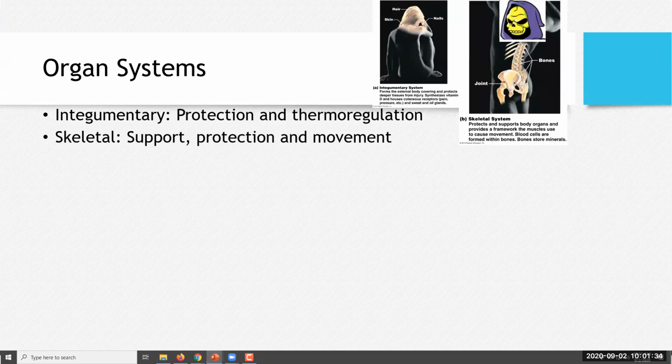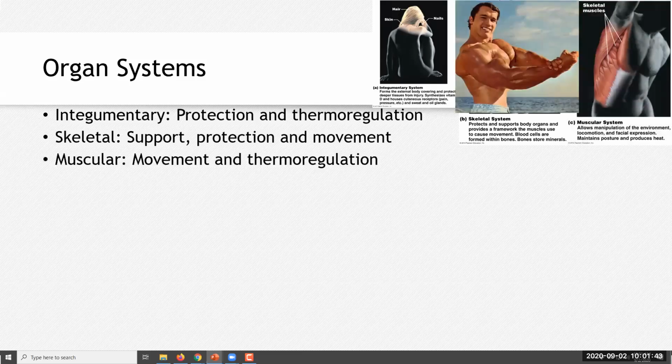But the skeletal system usually works in conjunction with the next organ system called the muscular system. With the muscular system, we have these muscles that attach to the skeleton. And when they contract, it provides movement. It also helps with thermal regulation as well.